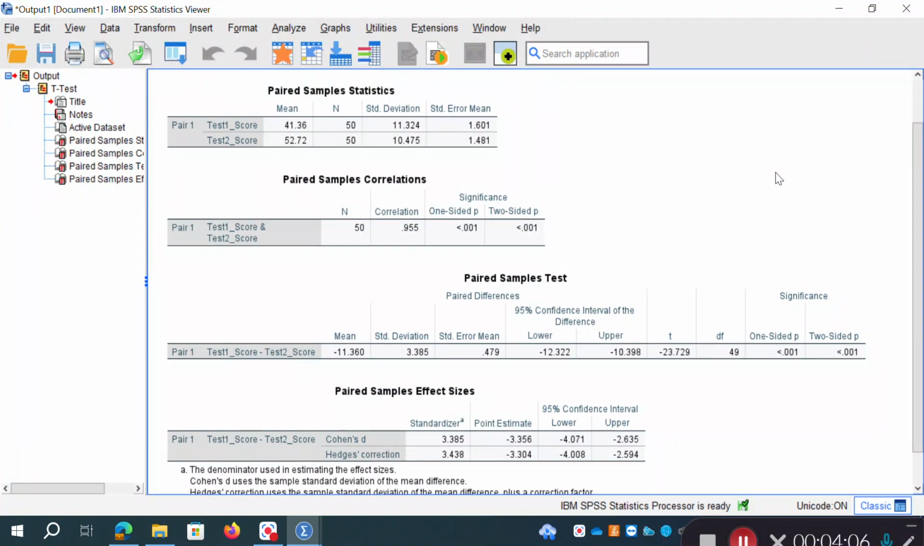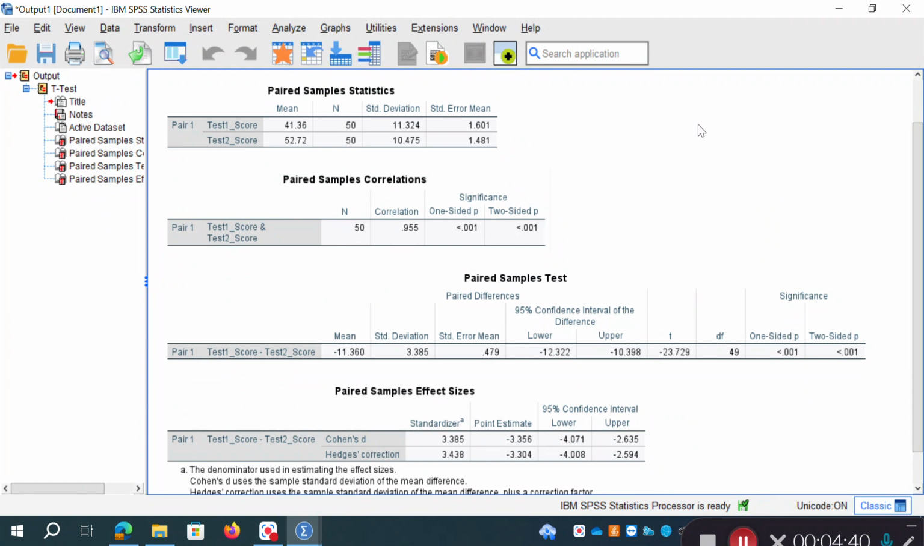Before we look at the t-test, one other thing I will mention is this paired samples correlation. Test 1 score with test 2 score is basically Pearson's R correlation of 0.955 and a significance value of p less than 0.001. So we've got a statistically significant, positive correlation between test 1 score and test 2 score. What that's telling us, before we even look at the t-test, is participants who scored higher on test 1 also scored higher on test 2. That was the general trend in the data.